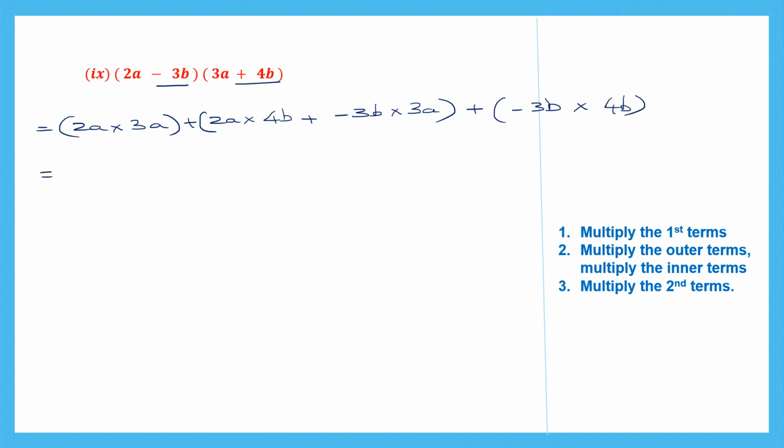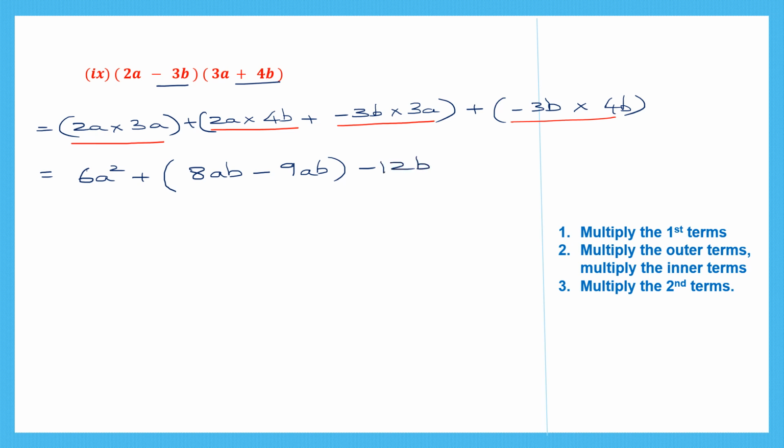So the first thing that we have here is this. Multiply the numbers. 2 3s are 6. A into A is A square, plus. Now continue this in brackets because we have more working to be done inside. 2A into 4B. So 2 into 4 is 8. A into B is AB. Then here let's go on to this. Minus 3B into 3A. Minus into plus is minus. 3 3s are 9. B into A is BA or AB. Then let's go to the next one. Here the sign is minus. 3 4s are 12. B into B is B square.